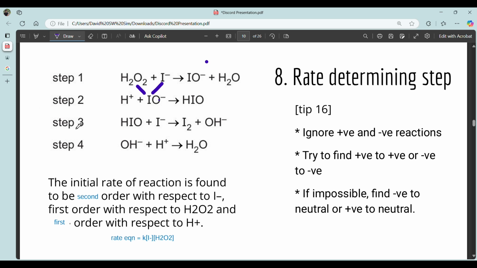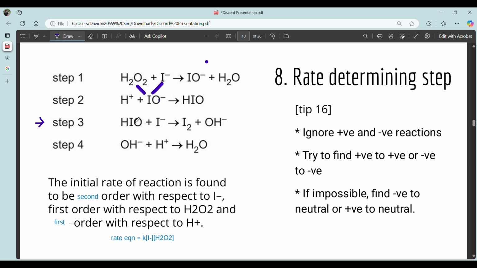So now let's look at step 3. In step 3, HIO reacts with iodide. HIO is formed from 1 mole H2O2, 1 mole iodide, and 1 mole of H plus, and it reacts with iodide again. Therefore, it is already made up from 1 mole iodide, and reacts with iodide again. Therefore, iodide now is second order. So step 3 is our RDS.